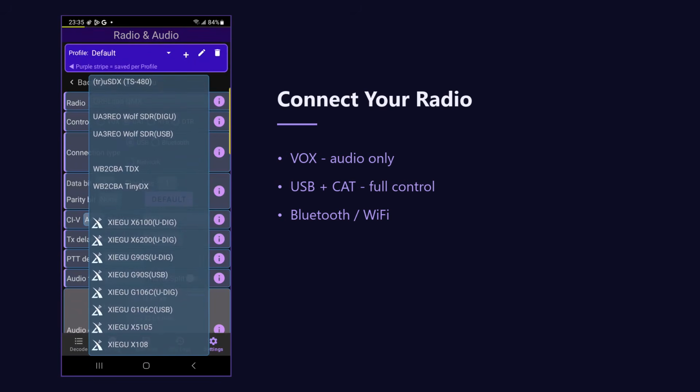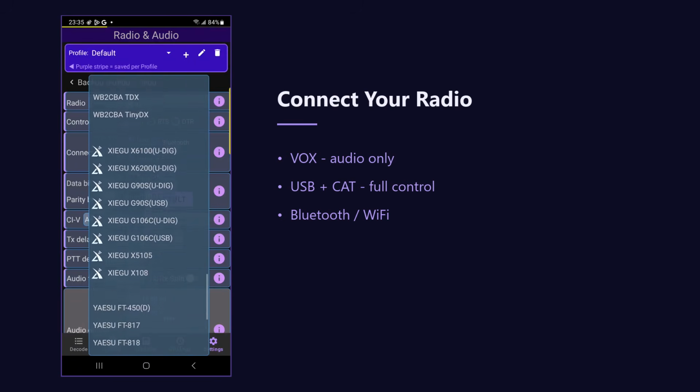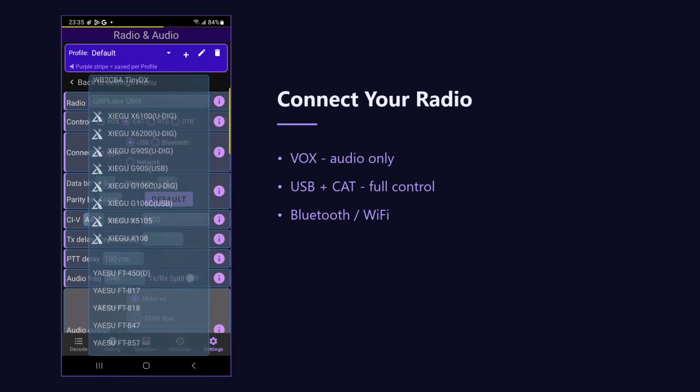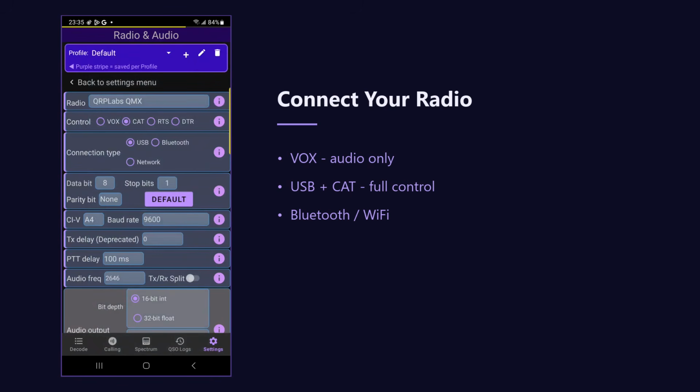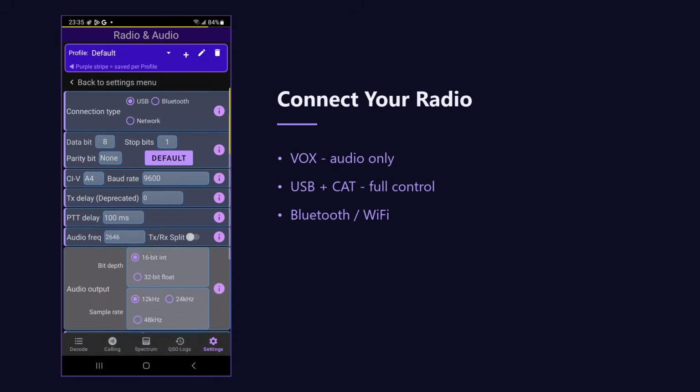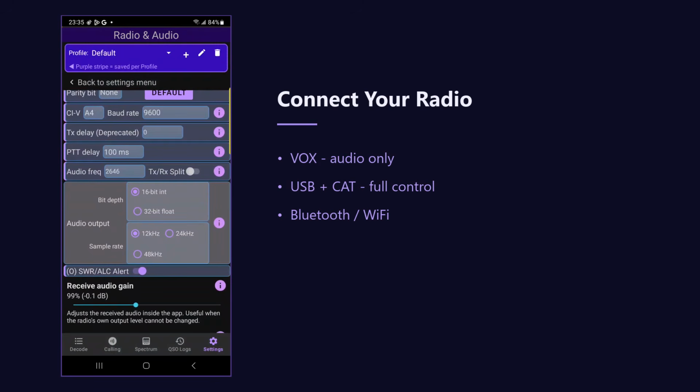Second is USB with CAT control. This is the full experience. The app can read and set frequency, switch modes, and key PTT directly. Over 40 radio models are supported. Pick your model and baud rate and you are connected.